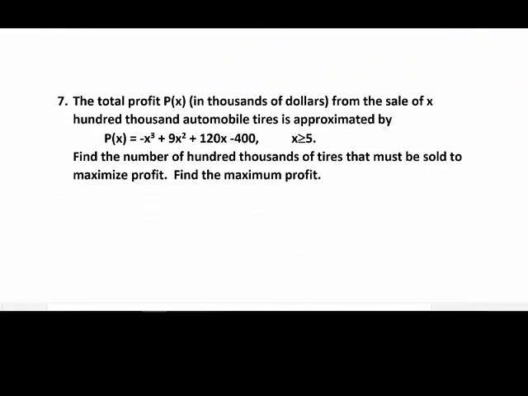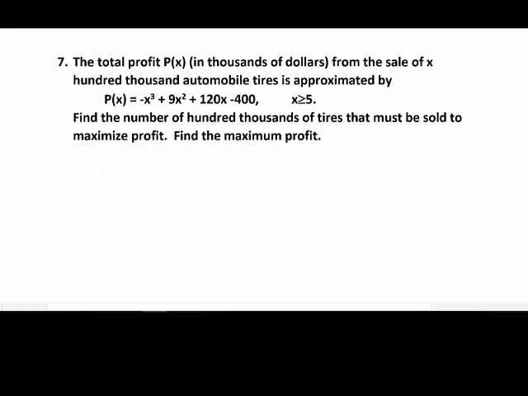So going to our word problem here, total profit. Notice it's in thousands of dollars for the sale of x 100,000 automobile tires. So we do need to be careful with our units when we finish the problem. Other piece that I need you to be clear on is that this is not a closed interval. So we actually have to go back to what we did before for extrema to prove that it's an extrema.